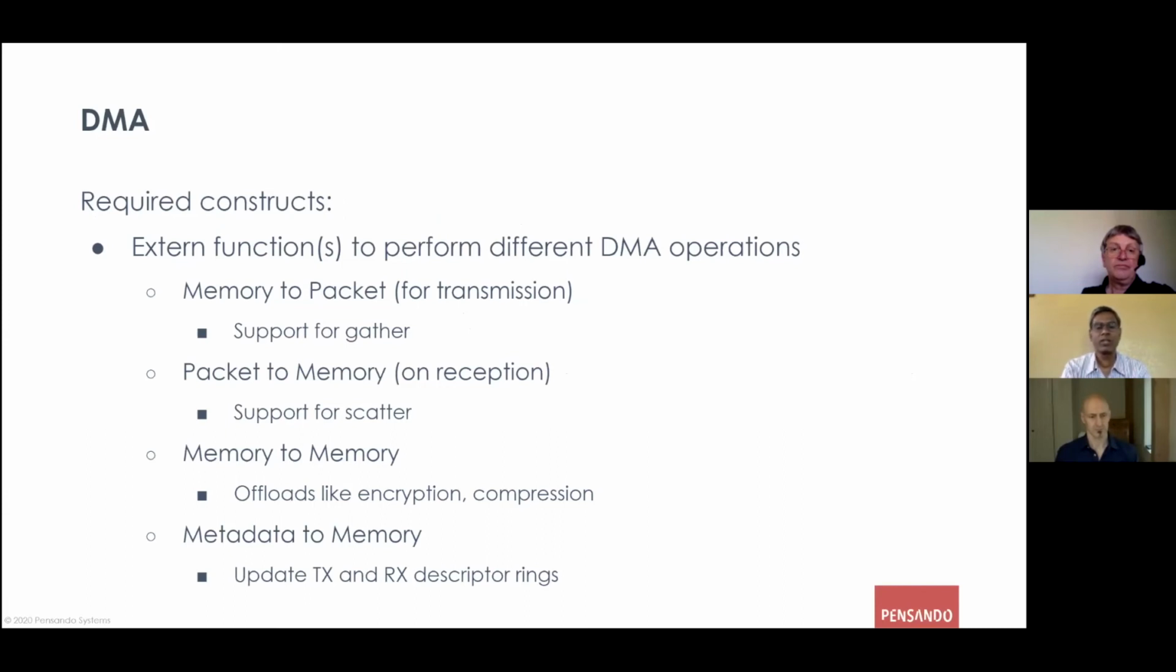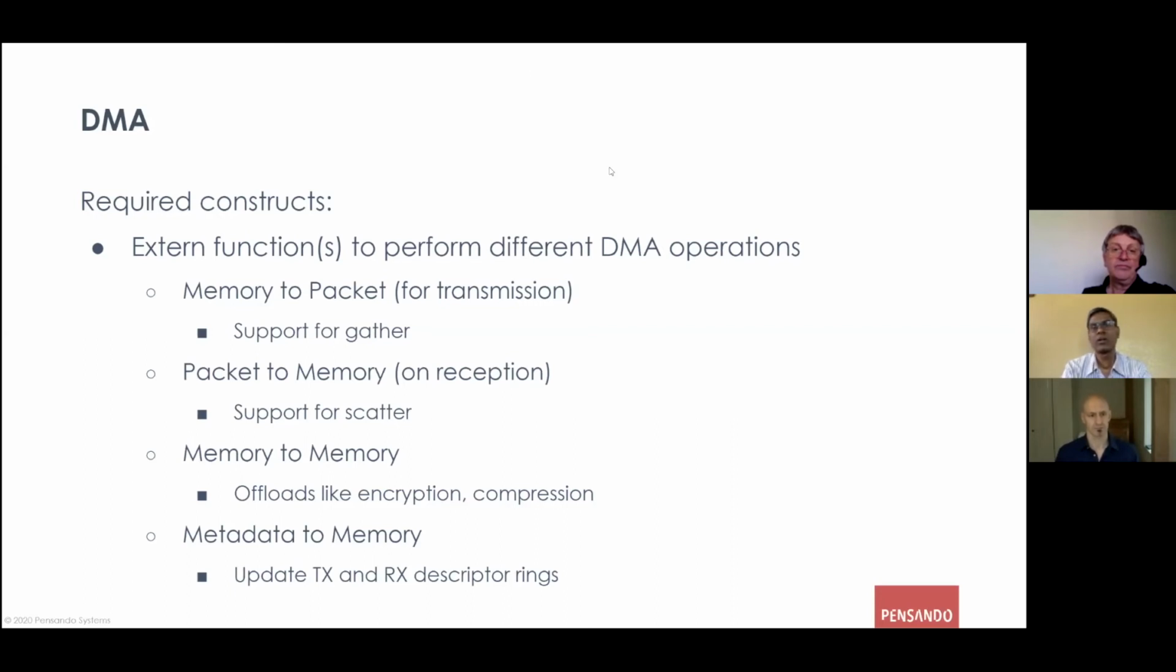There are also other offloads that Gordon also alluded to, where you could support other features on the side on a NIC, such as encryption or compression. In which case you may have a requirement to DMA from one memory location to another memory location. And there's also another case where you may want to DMA.